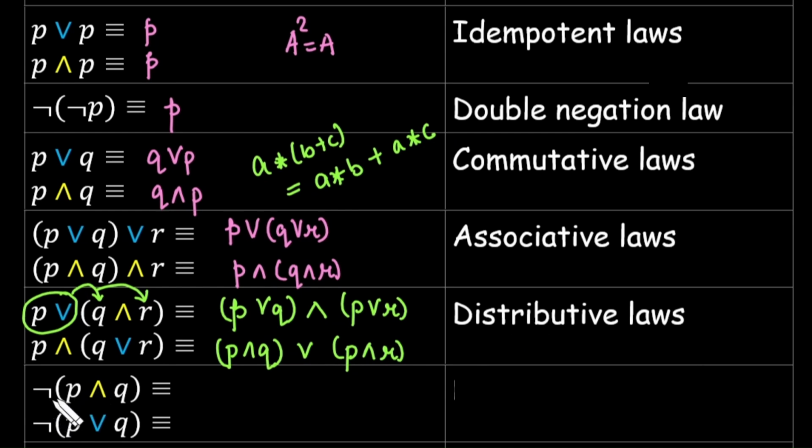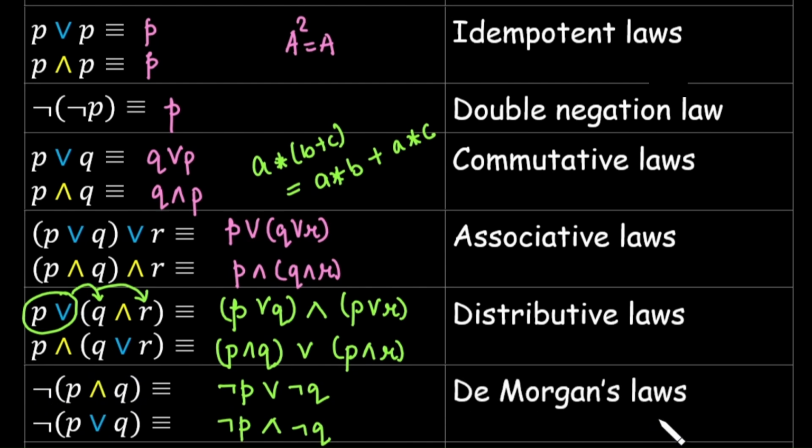The same thing is applicable in this case. Next is negation of P and Q. So we can take the negation inside the bracket and we can write negation P, negation of AND is OR, negation Q. And in this case, negation P, negation of OR is AND, negation Q. So we have distributed negation over the bracket and it is called De Morgan's law.